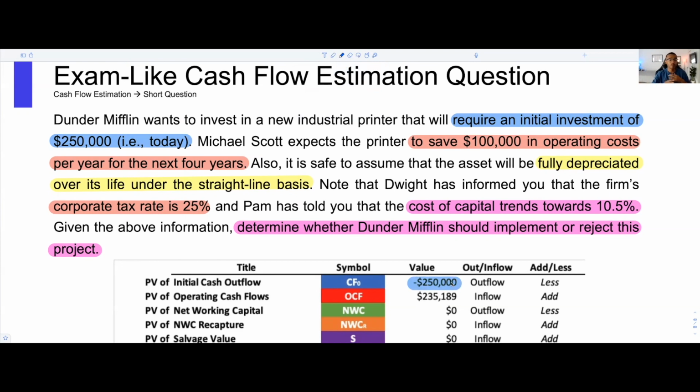Because this happens today, that we're spending 250K, this is going to be a negative value that we don't need to discount because we know this is occurring today. If we proceed throughout the question, Michael Scott expects the printer to save 100 grand in operating costs per year for the next 4 years.